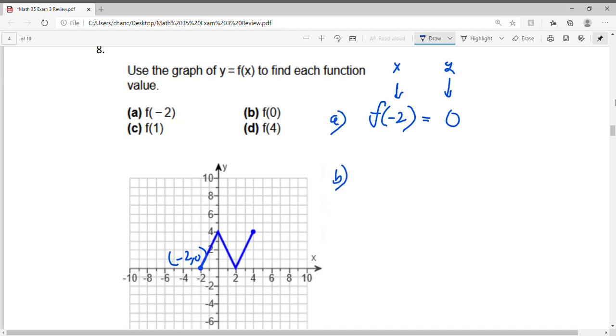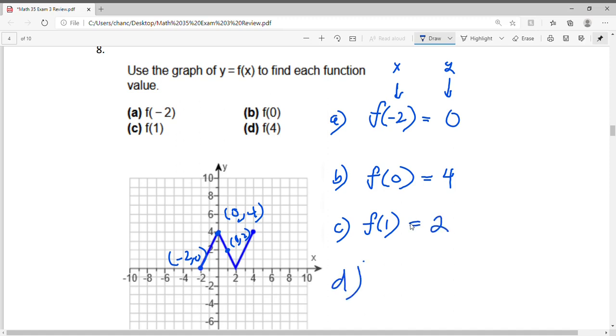For part B, we're looking for f of 0. Again, the x would be 0. So this has a coordinate of (0, 4). The x is 0. What's the y coordinate? The y coordinate is 4. For part C, we have f of 1. And if you notice on the graph, there's the ordered pair (1, 2) on our graph. So f of 1 is going to have an output of 2.